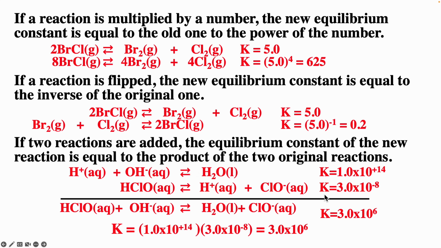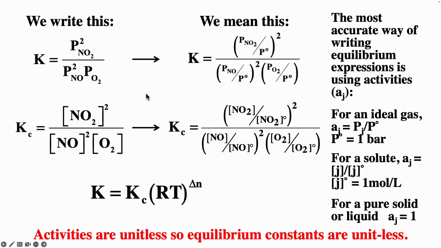If you add reactions, you multiply the corresponding equilibrium constants. And again, please remember, typically K is in terms of activities and K sub C is in concentrations. The only difference really is how you treat the gas. For K, you treat the gas as a partial pressure. For K sub C, you treat the gas still as a concentration. The relationship between K and K sub C: K equals K sub C times RT to the delta n, where delta n is number of gas particles in products minus number of gas particles in reactants. Remember, activities are unitless, and so equilibrium constants are also unitless. I hope that helps.